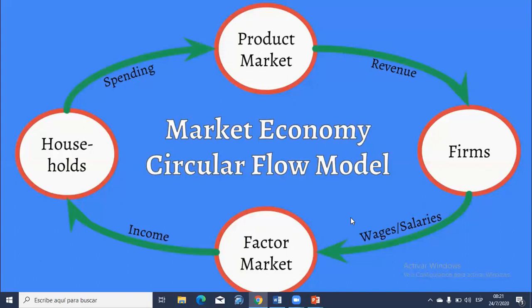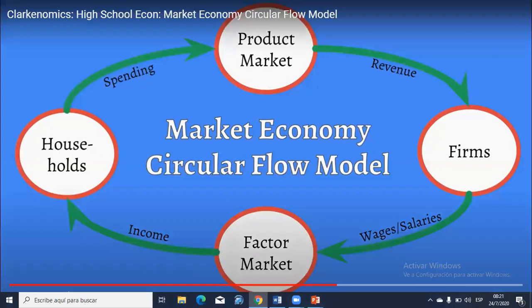Households spend their money in the product market. It enters back into the firm as revenue. The firm pays out wages and salaries through the factor market, and these wages and salaries become income for the households, and around it goes.